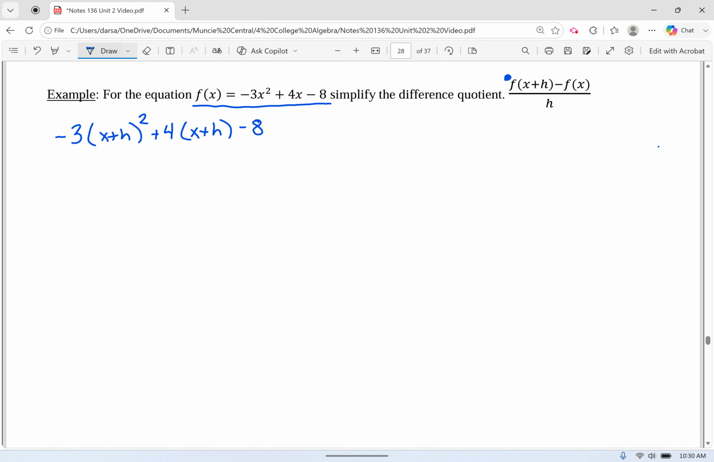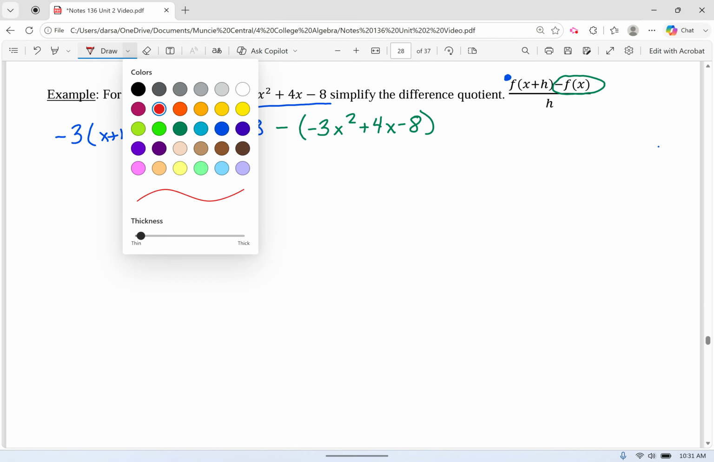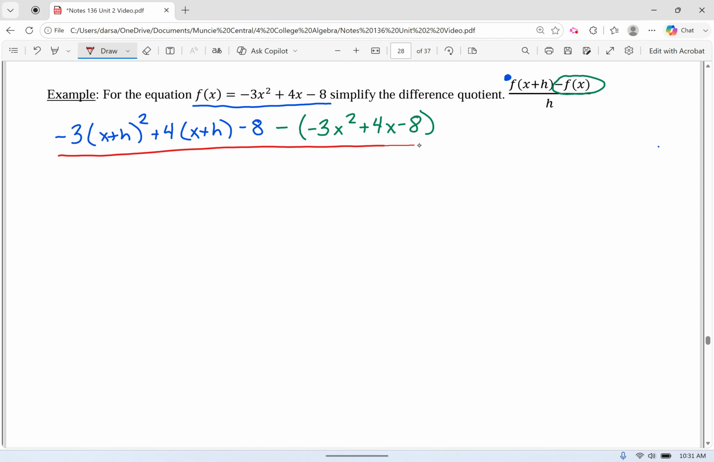Now we need to subtract the function f of x. And remember, the important part here is you have to subtract all of f of x. So we need to put that equation f of x in parentheses. So we remember to subtract all of the parts of f of x, all of the terms, instead of just the first one. And then we're going to take the whole thing and we're going to divide that by h. And remember, our overall goal is to get rid of that h in the denominator after we algebra stuff.